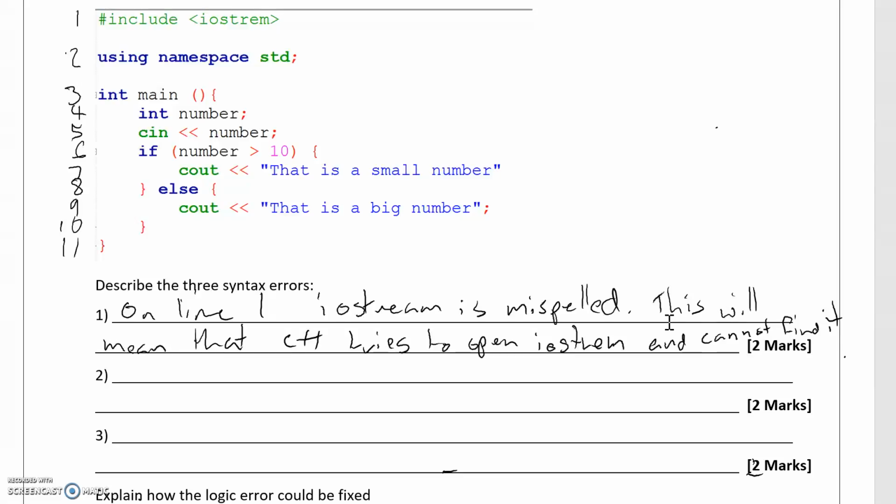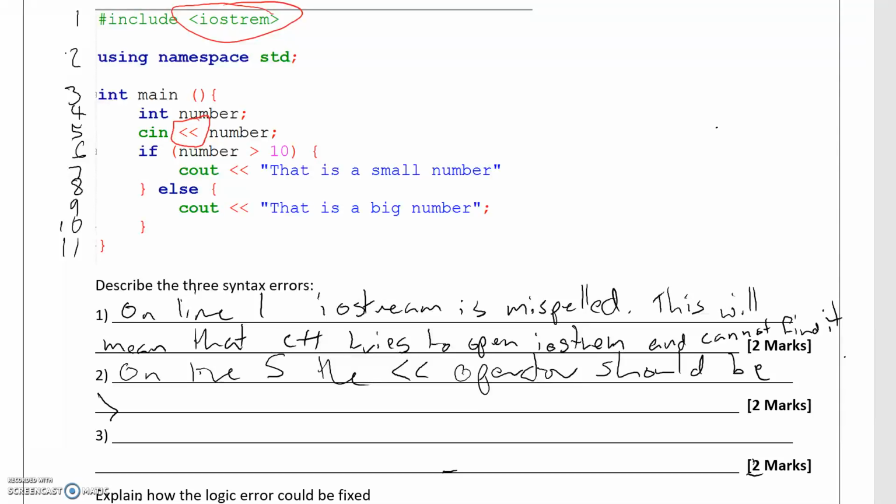You could also talk about the fact that IOStream is where cout and cin are stored, so we wouldn't be able to use cout and cin in the program because we haven't properly included IOStream. So that's the first one up here, so I'm going to mark that in red. The next syntax error is these arrows here, and what we need to say is something like on line 5, the arrow operator should be the other way. And what C++ will actually say for this error is that the 2 arrows are not defined, because it doesn't understand that in the context of cin.